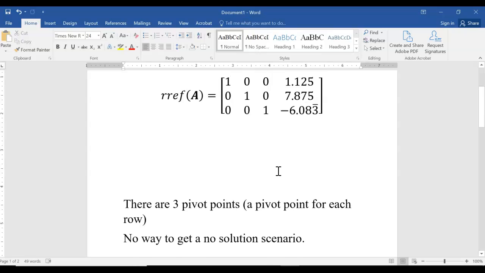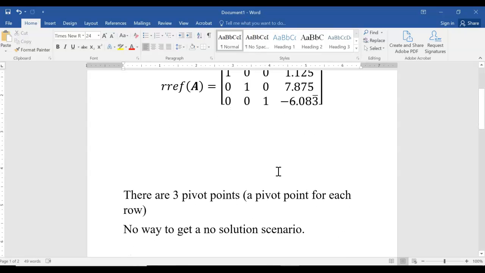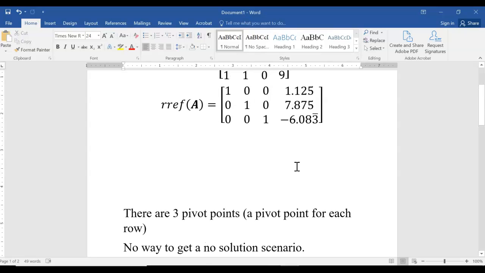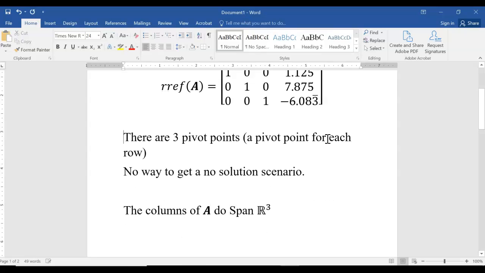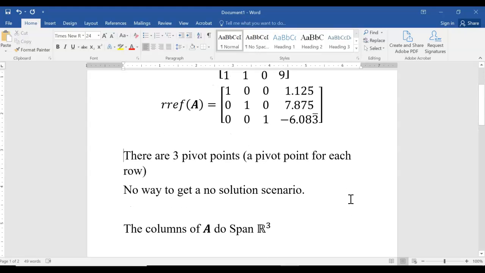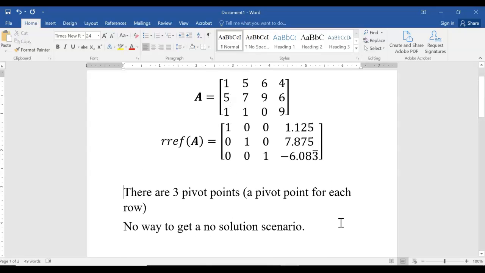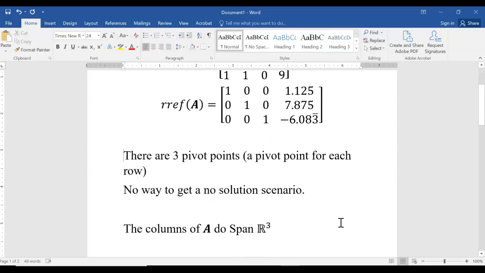All right, so since there are 3 pivot points, a pivot point for each row, there is no way to get ourselves in a no solution scenario. Again, remember the no solution scenario is all zeros, and then in the augmented part there'd be something. So there's no way to get that, and therefore the columns of A do in fact span R3. No matter what B you give me, I can write that B as a linear combination of the columns of A.